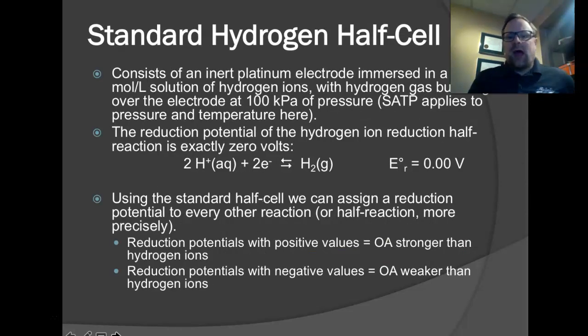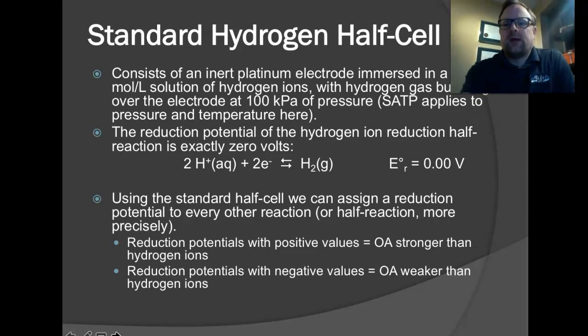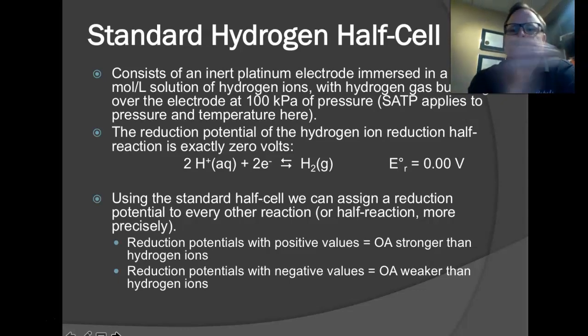So the standard hydrogen half cell consists of an inert platinum electrode. Remember, we talked about inert electrodes in the last video, where we said an inert electrode is an electrode that does not react with anything. It basically is there to provide a conduit for electrons to move along. Okay, so an inert electrode is something that isn't going to react at all. And this inert platinum electrode then is not participating in the reaction.